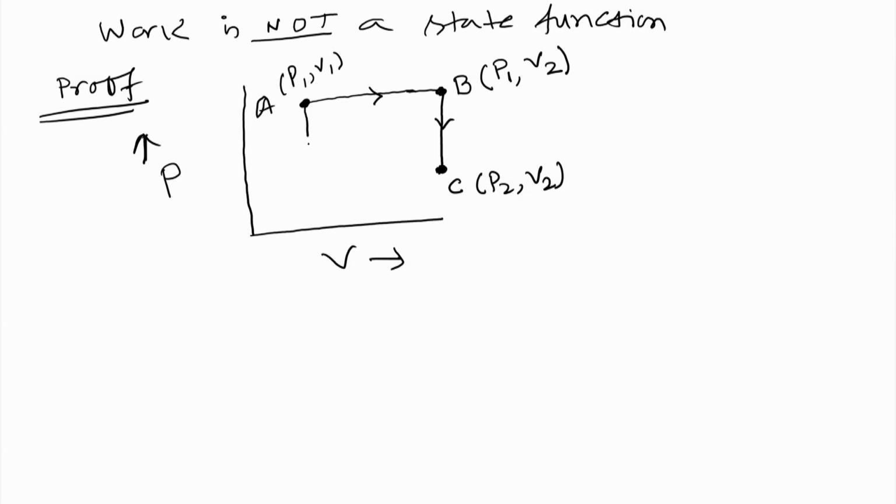And we can reach in another fashion. We can first keep the volume fixed at V1, and we can decrease the pressure from P1 to P2. So we can start from point A and then reach point D by keeping the volume fixed at V1, and then decrease the pressure to P2. So, this is point D where pressure is P2, volume is V1, and then we can increase the volume at constant pressure P2 from V1 to V2.